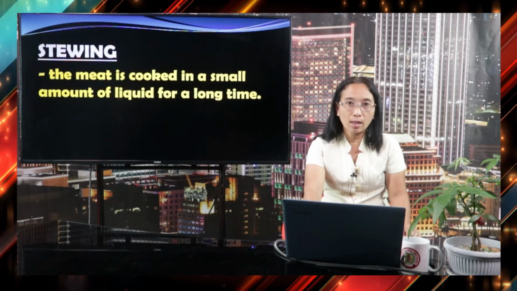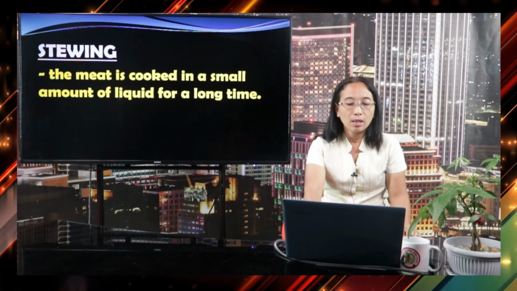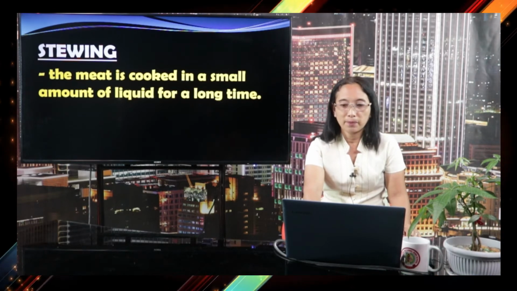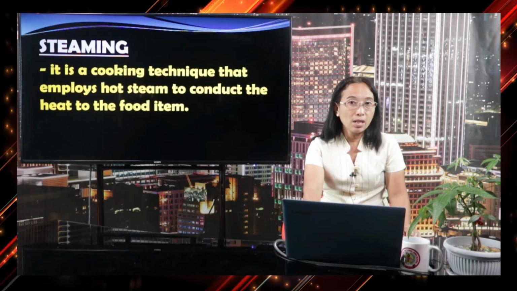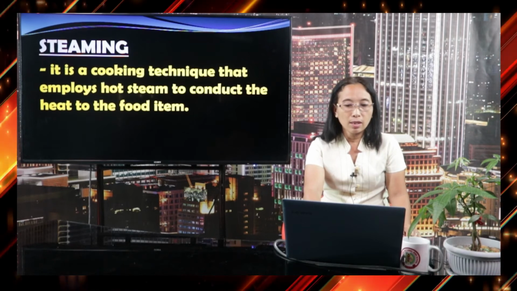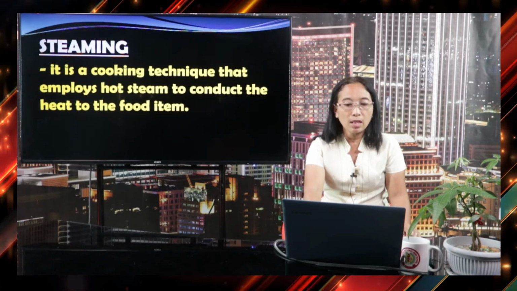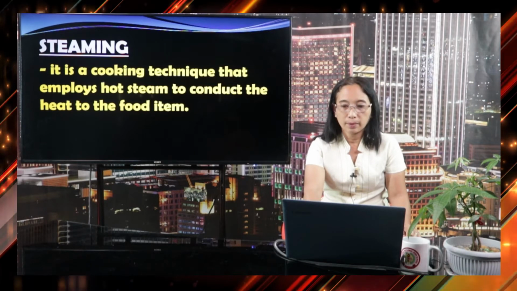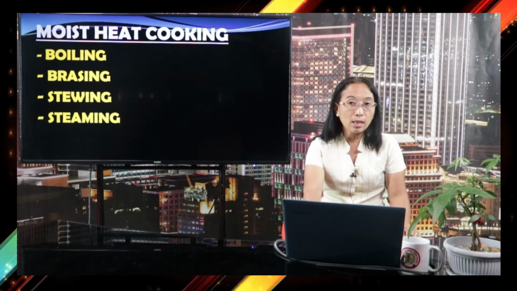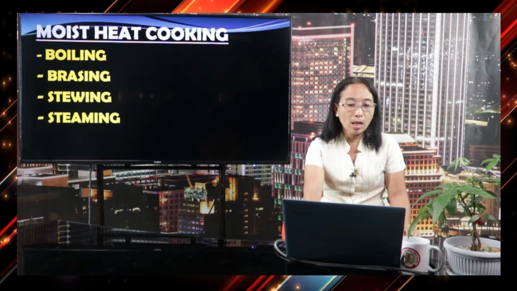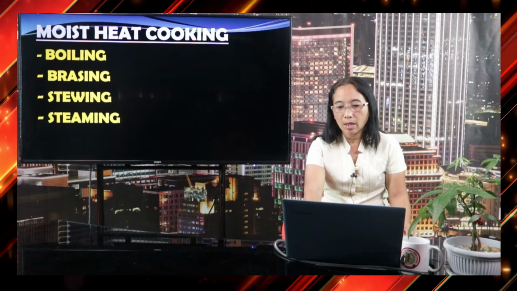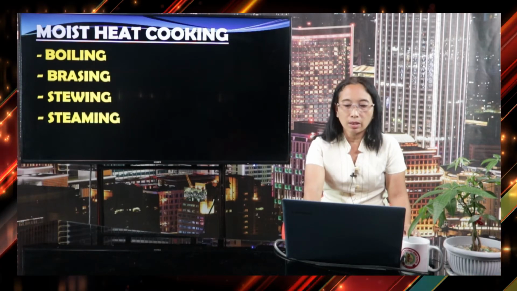Another is the stewing. For the stewing, the meat is cooked in a small amount of liquid for a long time. And the last is the steaming. For the steaming, it is a technique that employs hot steam to conduct the heat to the food items. So again, students, the moist heat cooking methods are the boiling, the braising, the stewing, and the steaming. These moist heat cooking methods are suitable for less tender cuts of meat.